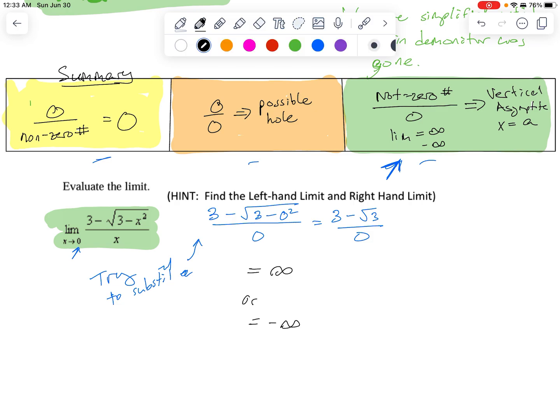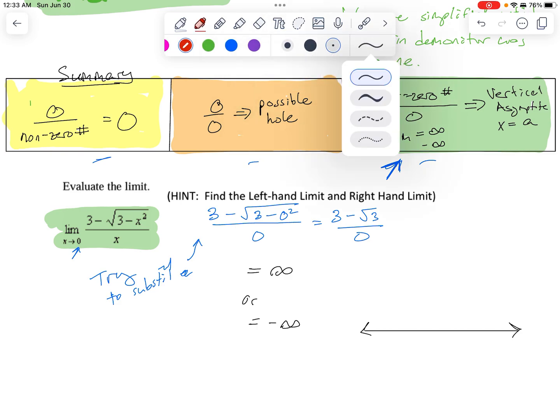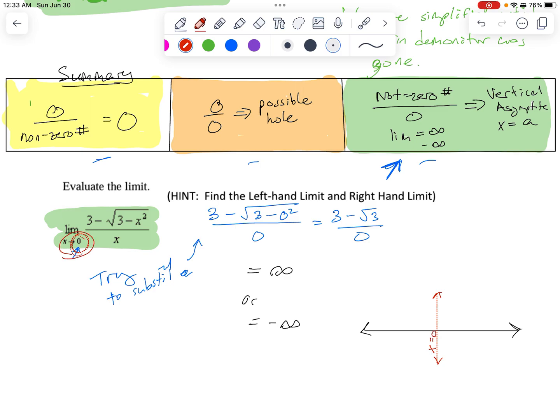So I know that I'm going to put my asymptote on a number line here. So I know I have an asymptote at x equals 0, or x equals a. So whatever x is going to when I get my limit of a non-zero over 0, that's my asymptote. So my asymptote is at x equals 0, because that's what my limit is being checked at.